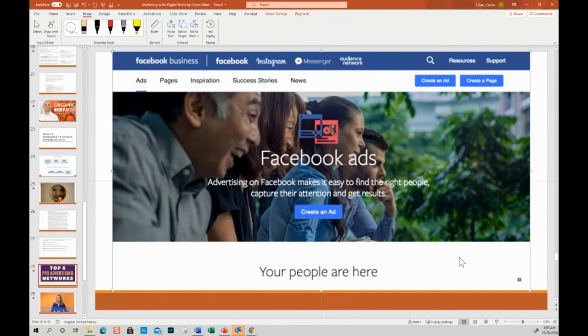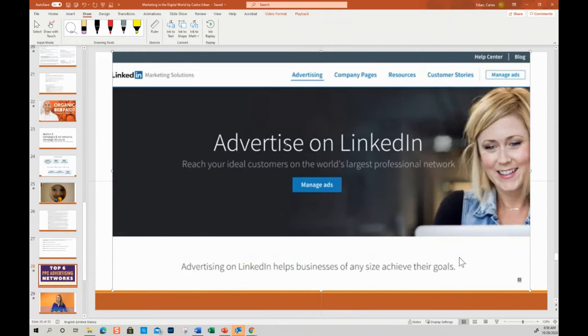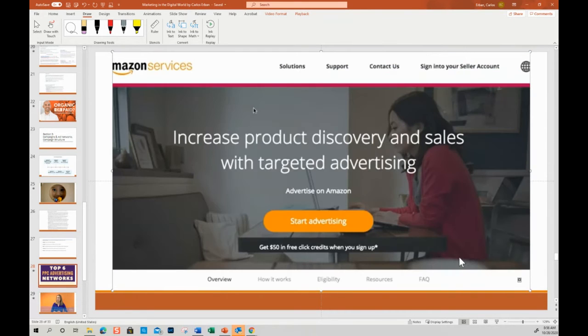So next is going to be Pinterest ads, promoted pins, definitely a great way to reach targeted customers. Another one, LinkedIn ads, so a lot of capabilities on LinkedIn, especially to reach professionals. And last but not least, Amazon advertising. So you can have sponsored products or you can target keywords. So a lot of options with Amazon advertising.